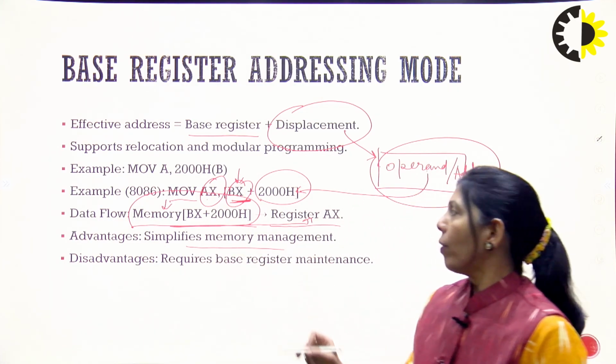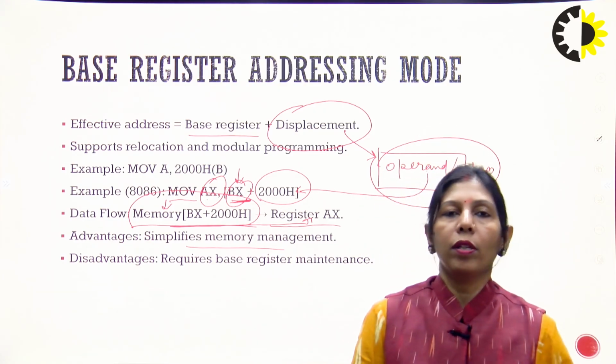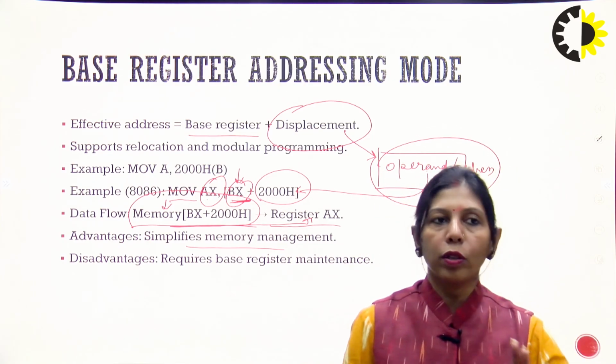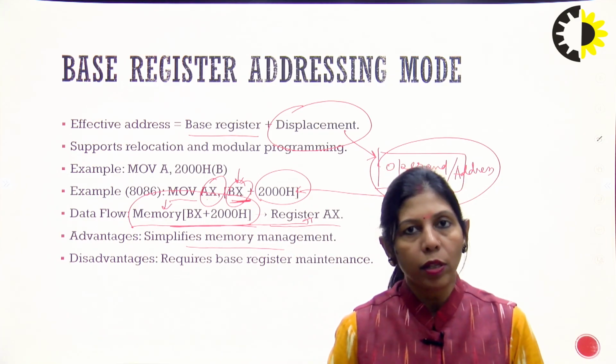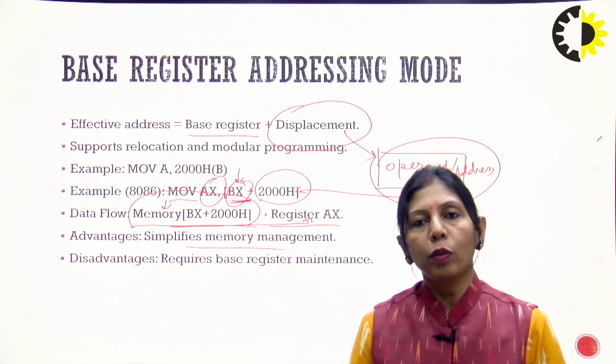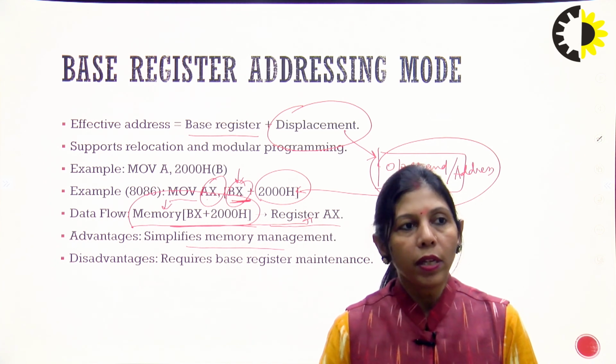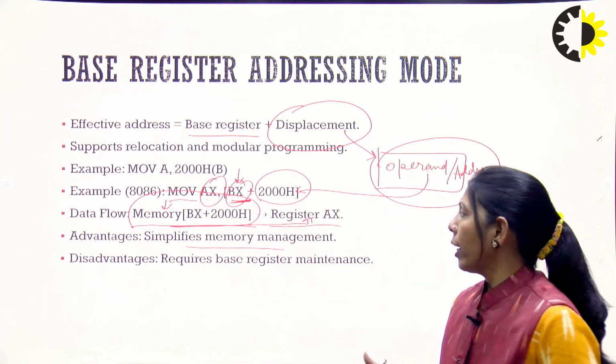Again, it simplifies the memory management because things are already fixed. The base register has a value that is fixed throughout the program execution. The base register gives us the value, and that value needs to be added to the displacement value. The displacement value is already given in the instruction set, so we can easily calculate that.